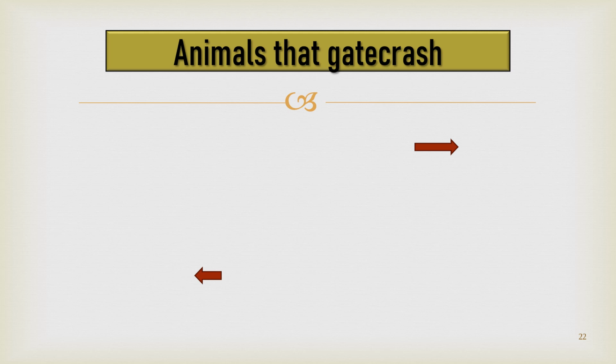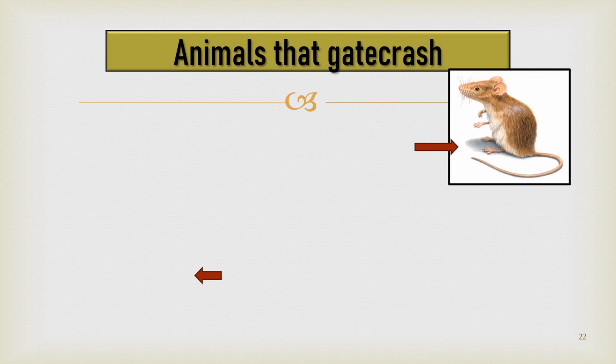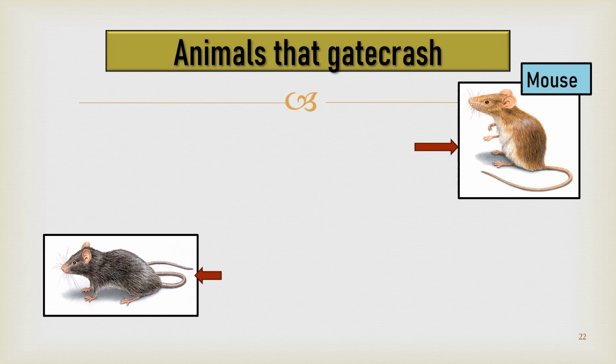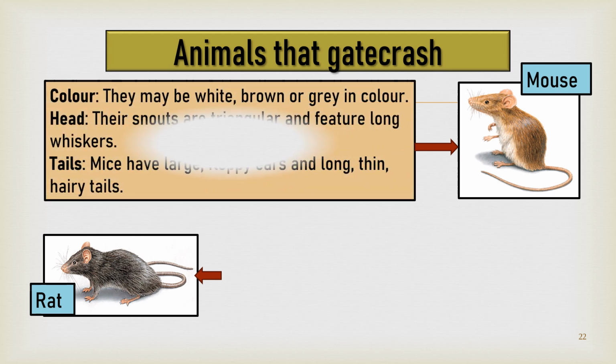Children, we don't like to see troublesome animals like mice and rats enter a house. What is the reason behind it? Yes, because they destroy food grains, clothes, and many things in our house. Such animals are called gate crashers. Do you know? Mice and rats are different animals. Let's see what is the difference between these two.